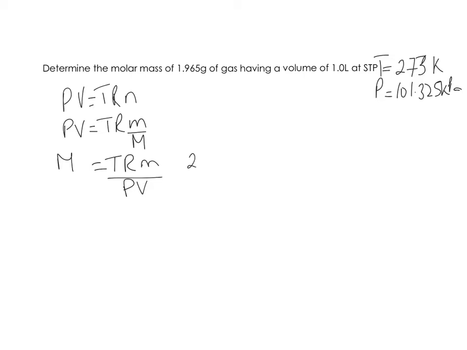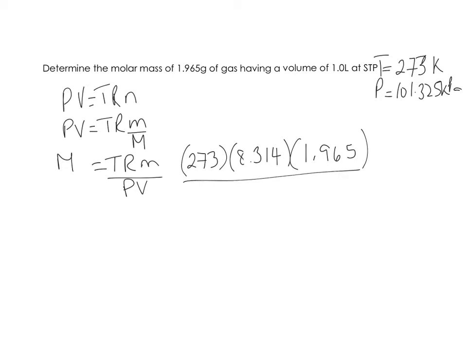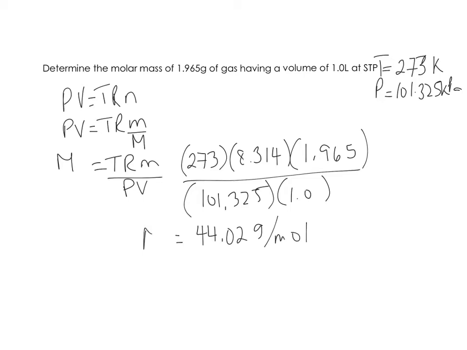So the temperature is 273. Our R value, that's supposed to be a decimal. And the mass, 1.965 grams. And then pressure, 101.325 times the volume of 1 liter. So the molar mass of our gas is 44.02 grams per mole. That happens to be the molar mass of carbon dioxide.